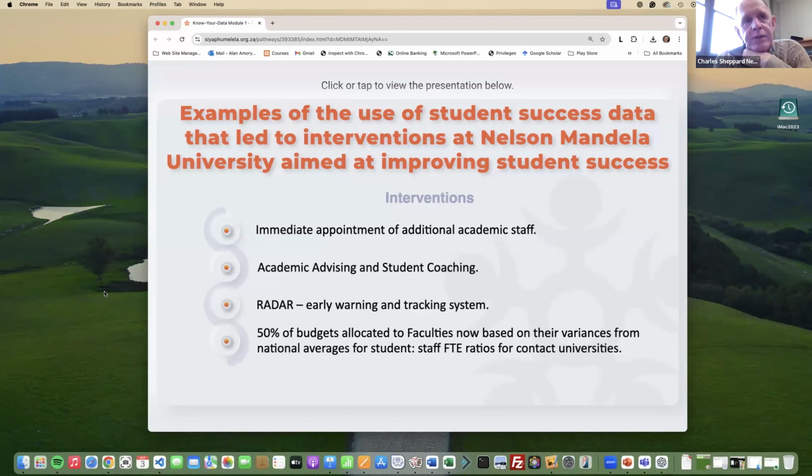Now, after I did that presentation to the deans, it was decided that 50% of the budgets allocated to faculties will now be based on the variances from the national averages for student-staff FTE ratios for contact universities. So the law faculty obviously will now get a quite substantial additional allocation in the budget so that they could appoint more staff members to get closer to the national average. Next one.